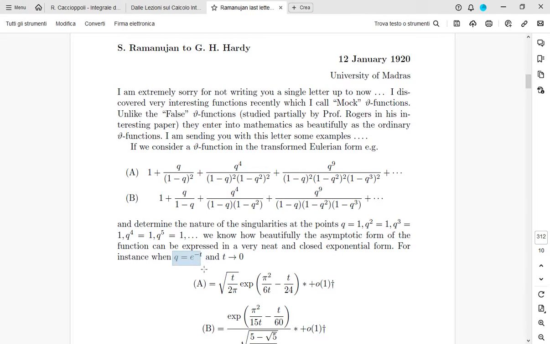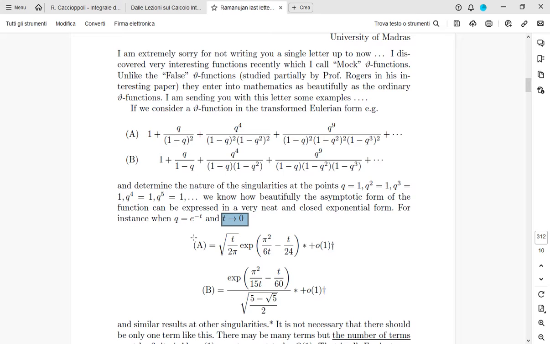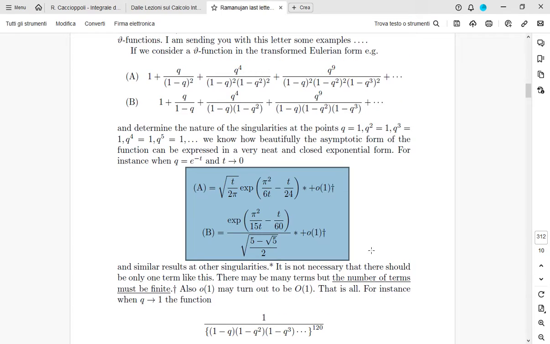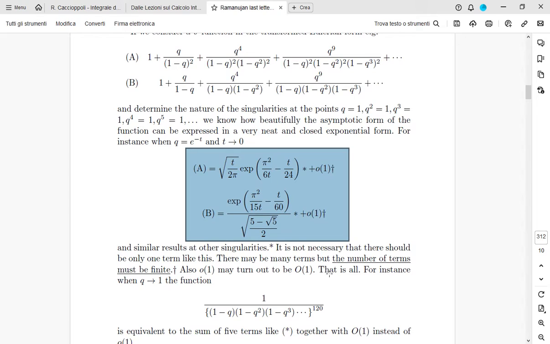and t tends to 0, we obtain the following formula. And similar results at other singularities. It is not necessary that there should be only one term like this. There might be many terms, but the number of terms must be finite.